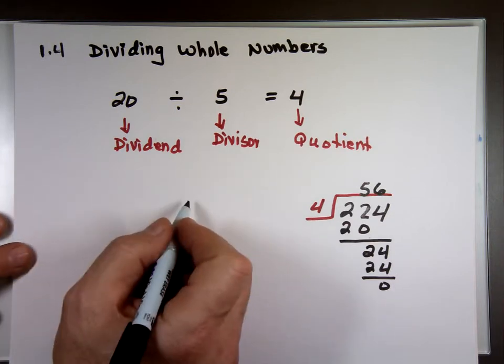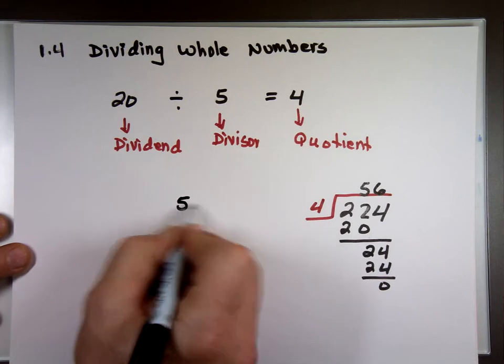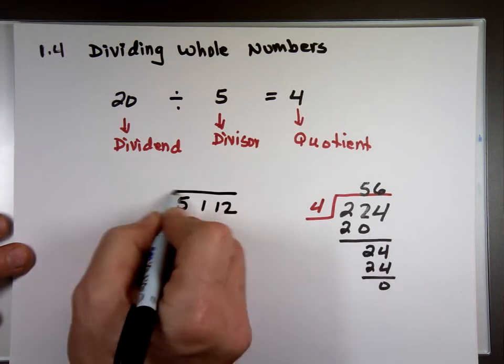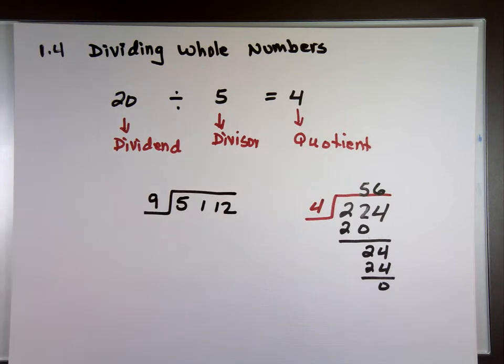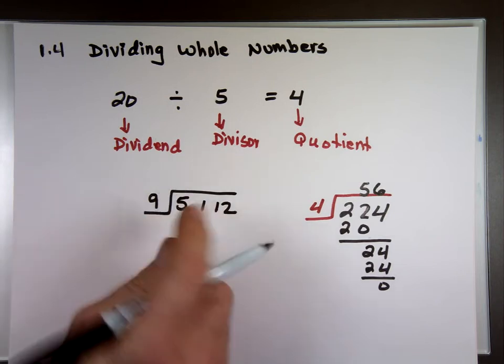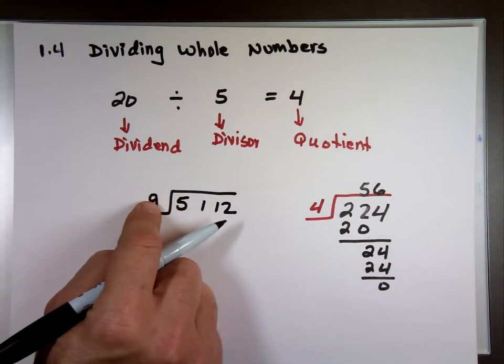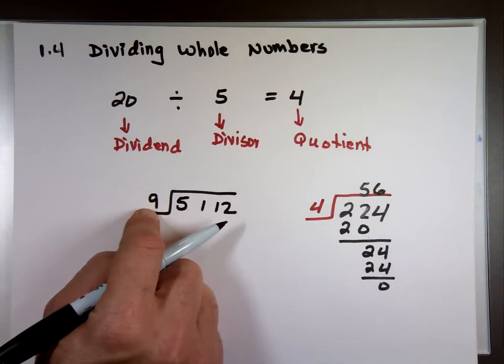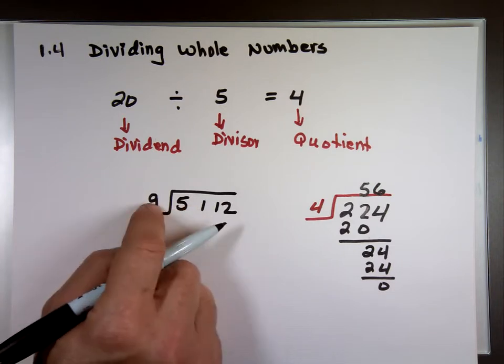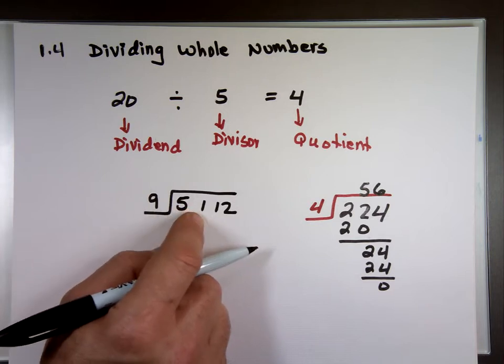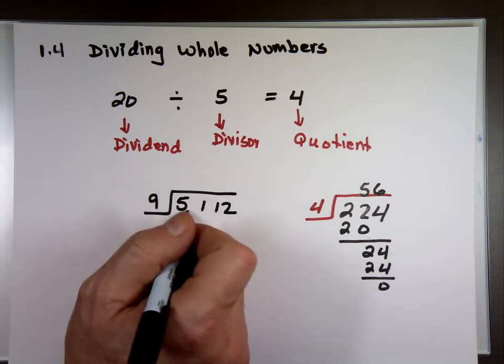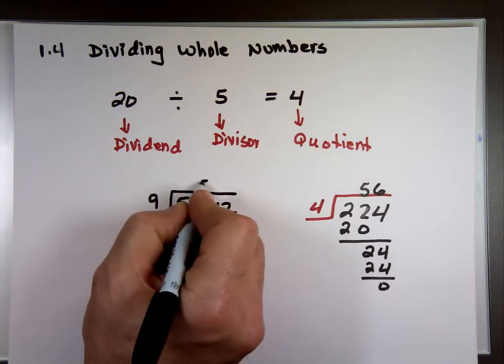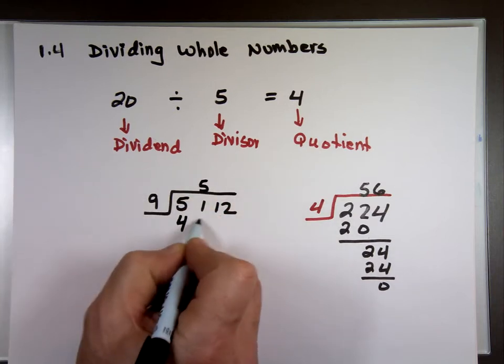Let's try another number. 5112, and I want to divide that by 9. Can we divide the 5 by 9? No. I can put a 0 if I want to, or I'll just go 51 by 9. Can we do a 51 by 9? 6 times 9 is 54, so it's too high. 4 times 9 is 36, a little bit too low. How about a 5? 5 times 9 is what? 45.